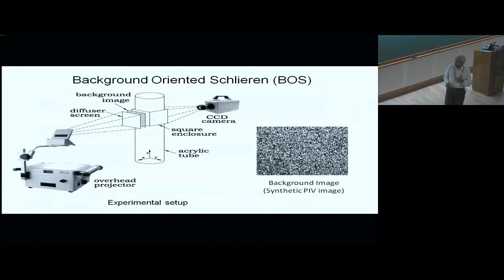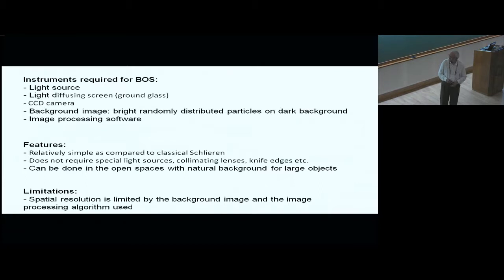And more recently, something called the background-oriented Schlieren, which is much more simple compared to the classical Schlieren technique, is you have some sort of ground glass, and you have the diffuser screen and the light source, and you just need a CCD camera to image. And because of the refractive index gradients, the original background image changes, and then the difference between that is again like a Schlieren image. So again, it's relatively simple compared to the classical Schlieren technique.